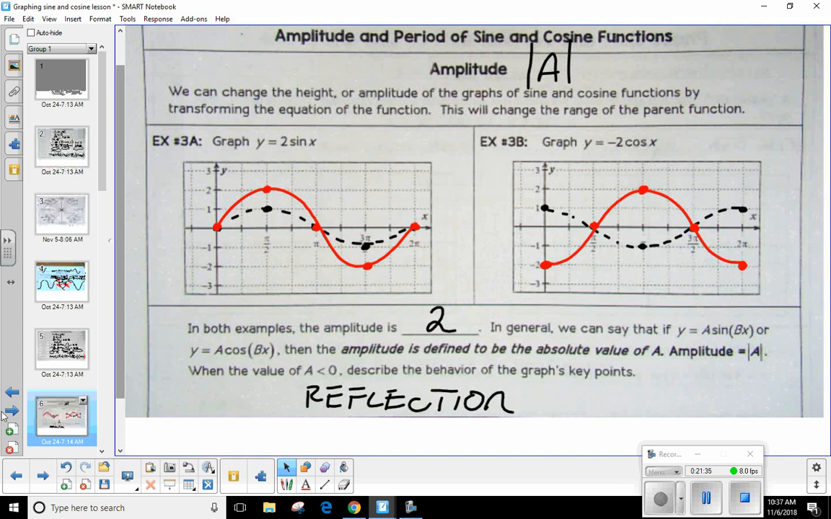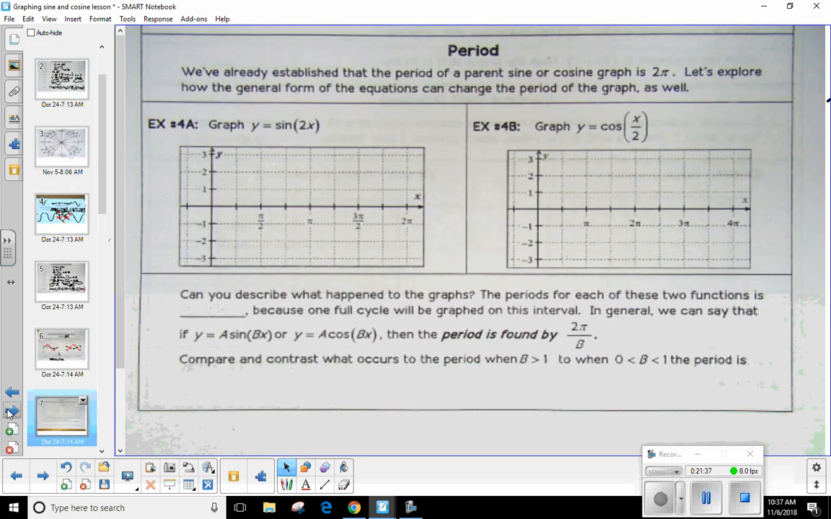Well, let's try something else. That was the amplitude. Let's try the period. Okay, we've already established that the period of a parent sine or cosine graph is 2 pi. Let's explore how the general form of the equations can change the period of the graph. Okay, so take a look at these. I've got sine of 2x and I've got cosine of 1/2 x.